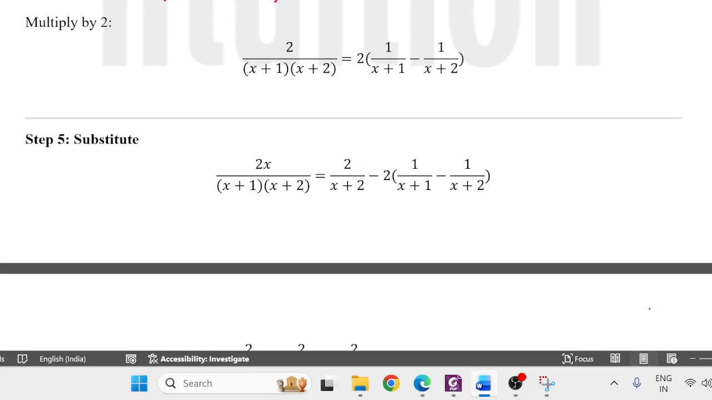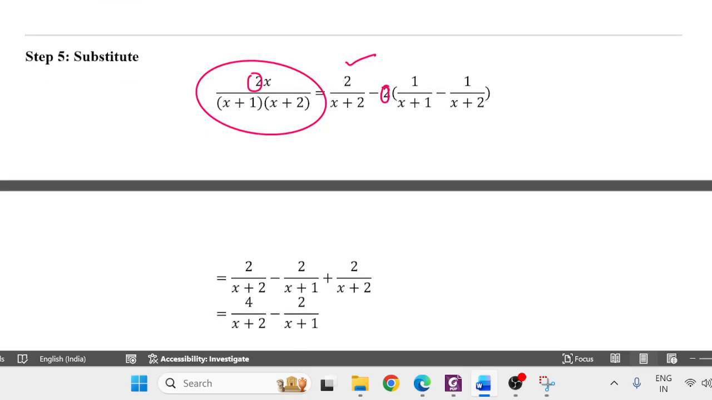So if you look at the full splitting part, whatever we wrote here, this 2x plus 1 by (x plus 1) into (x plus 2), we can split as earlier, 2 divided by x plus 2, and this is 2 times because of this 2. Okay, so we wrote 2 times (1 by x plus 1 minus 1 by x plus 2). So you can follow the steps like that.